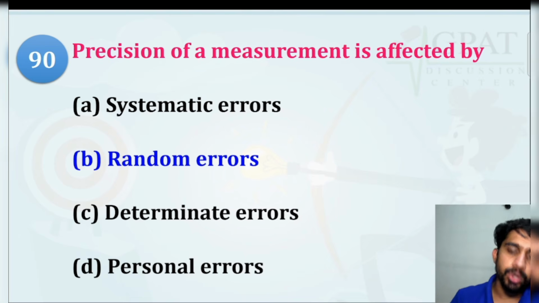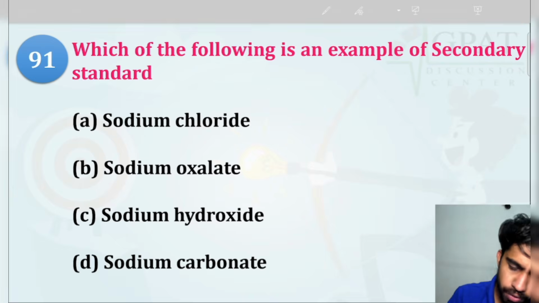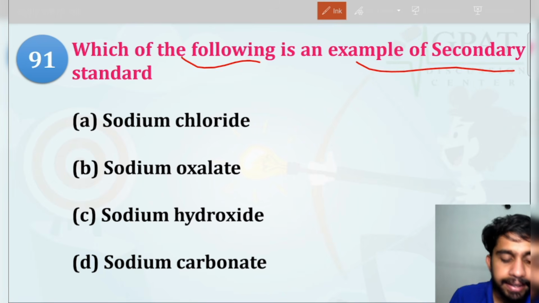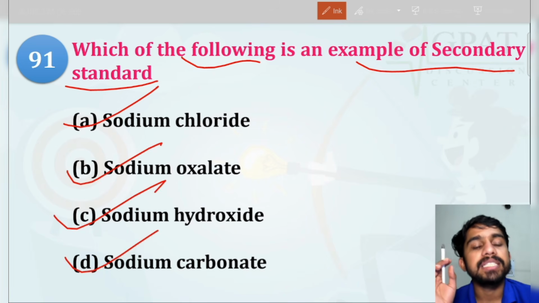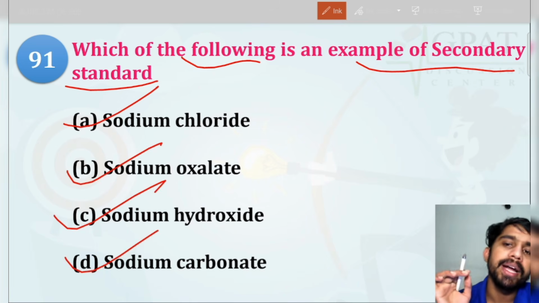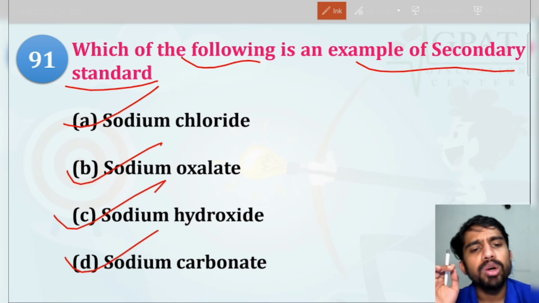Next question, question number 91. Which one of the following is an example of a secondary standard? Which one of the following is a secondary standard? Sodium chloride, sodium oxalate, sodium hydroxide, or sodium carbonate. Secondary standard: A, B, C, or D.